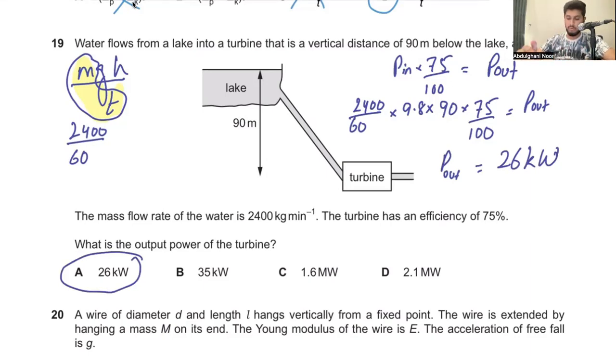Any questions? Any confusion as far as this is concerned?